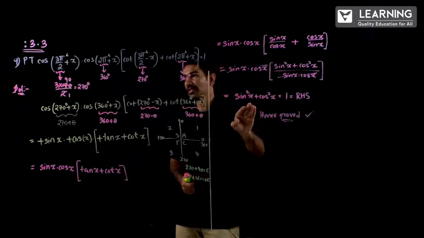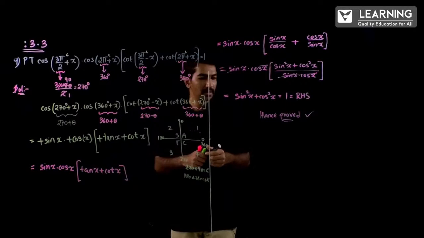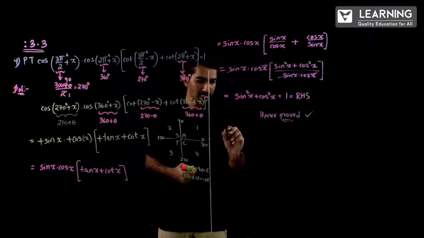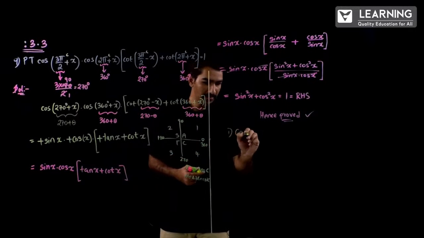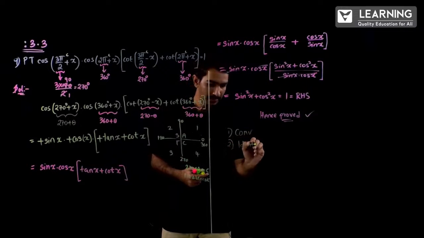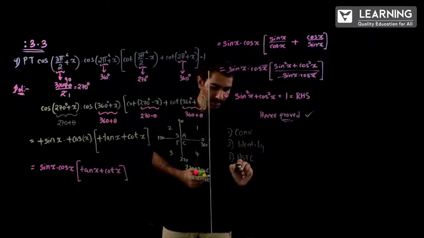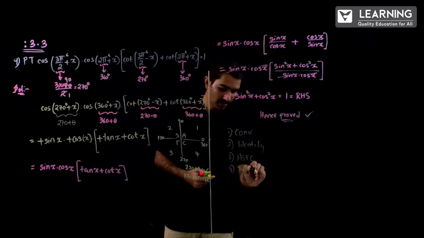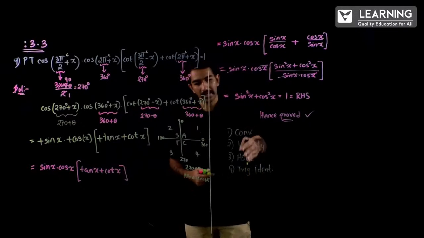Here we are using what? Trigonometric identity. So students, if you summarize this problem, what are we using here? First one, conversion. Second one, identifying. Third one, using ASTC rule. Fourth one, trigonometric identities. So again, these four are covered in the synopsis only.